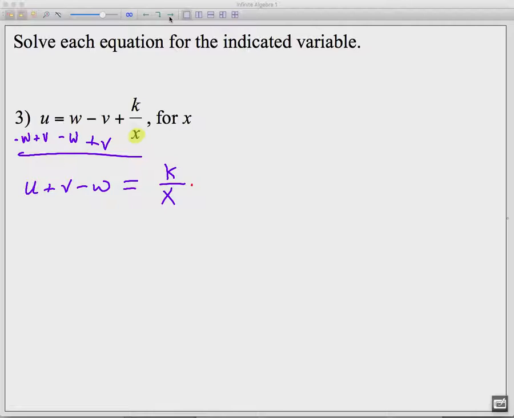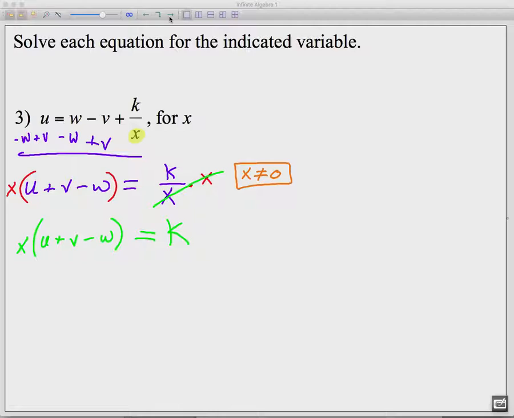Since I'm dividing by x, I'm going to multiply both sides by x, which would look like that. I do want to make a special note here that x does not equal 0. Because if I multiply by 0, I've got a problem there, right? And x is in the denominator. If it's 0, the whole thing's undefined. So now I can cancel the x's, and I get k equals x times u plus v minus w.